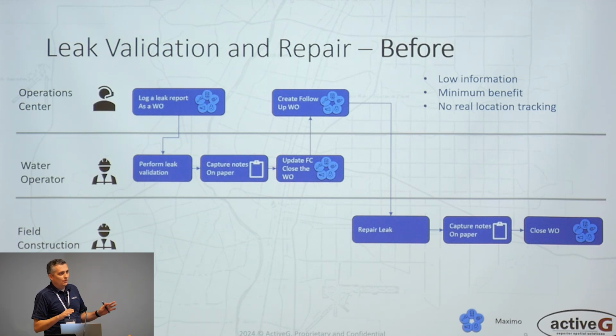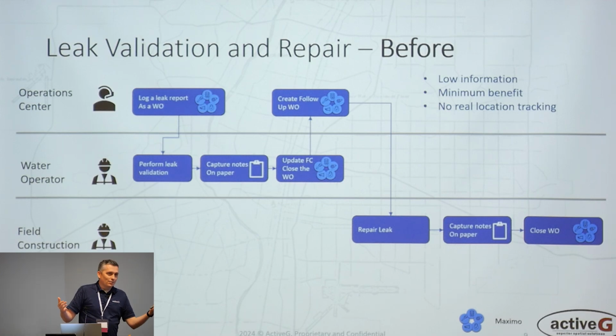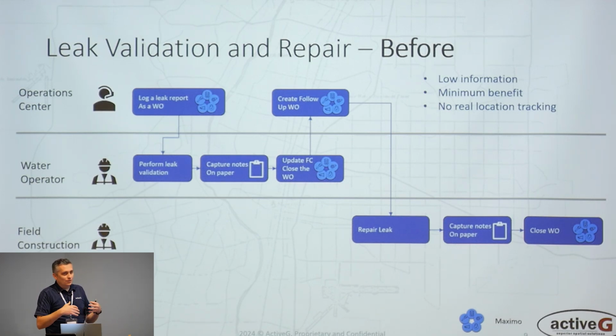Another case that we've found is inspections, where the inspection is performed by one organization and the repair is performed by another. And the communication was just lacking and breaking the system.